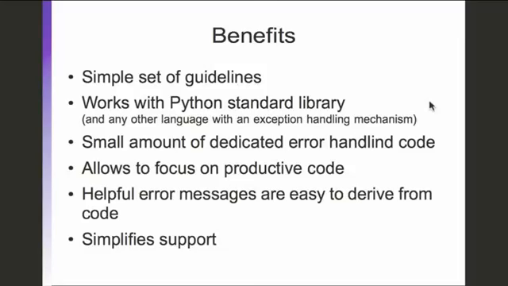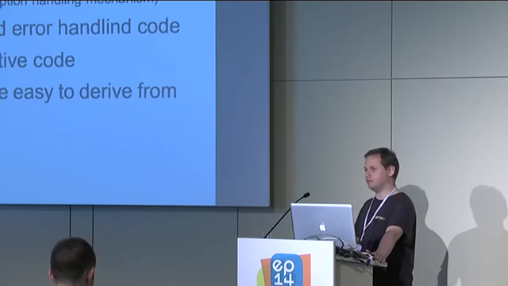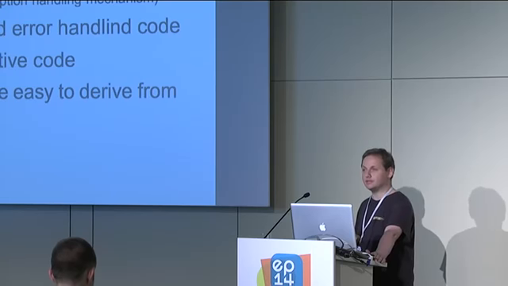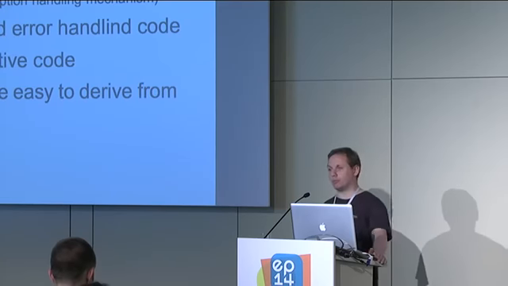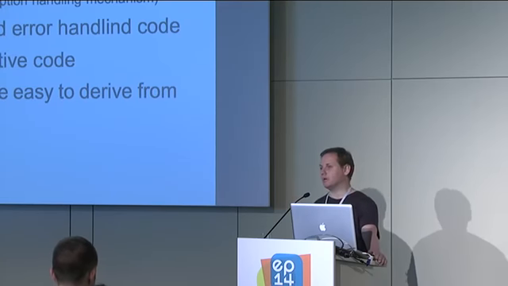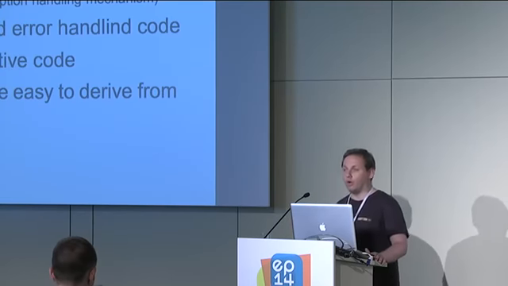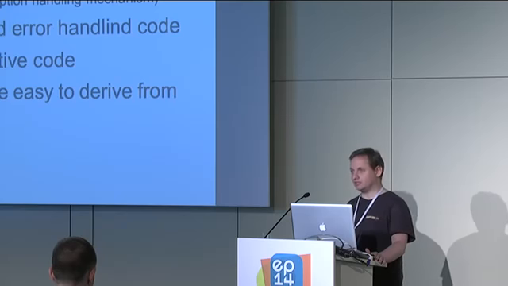It yields a small amount of dedicated error handling code, and most of your code can focus on producing the result, on producing the stuff your users actually want. It yields helpful error messages that are easy to derive from the code, and it consequently simplifies support in a way that users might be able to deal with more errors themselves without opening tickets. Or even if you get a ticket and the error message is in the ticket, you get more information and better information to fix it yourself and support the user.